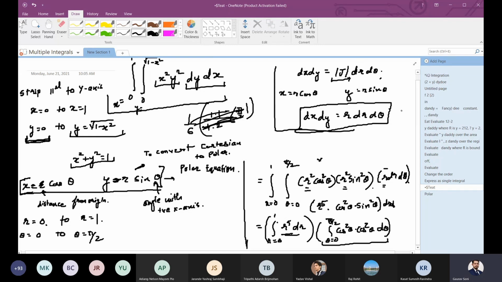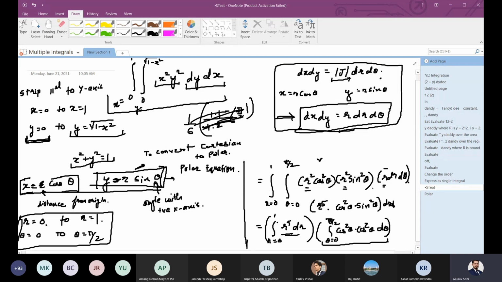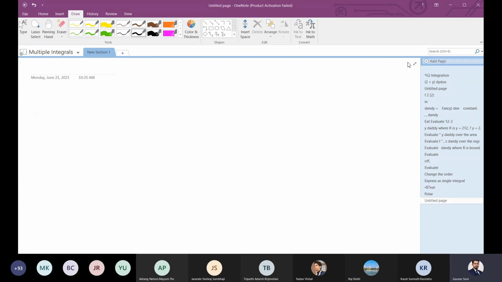So to convert a given integration which is in Cartesian form to a polar form, you are going to put x is equal to r cos theta, y is equal to r sin theta, then dx dy you will replace by r dr d theta, and you will give the limits for r and theta depending on the diagram. So with this last remark, we'll end the lecture.